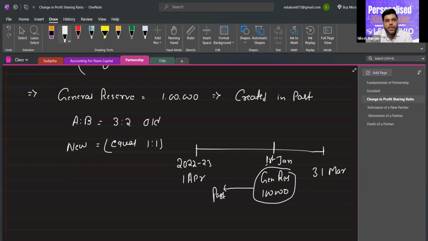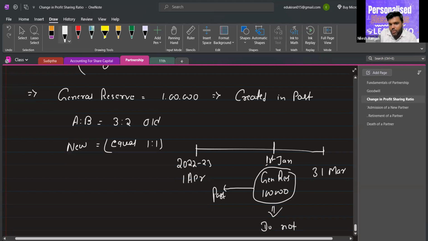But sometimes the question asks you not to close this account. Do not close the general reserve account. In that case, we will not close this account and we will treat this as the goodwill concept. We will multiply this general reserve amount with the gaining sacrificing ratio, and then we will pass the journal entry: gaining partners' capital account debit to sacrificing partners' capital. We'll discuss these topics in detail in our next class.